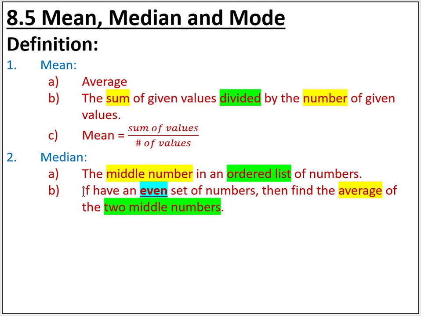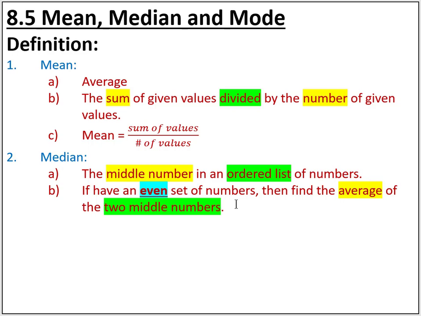So as I stated here, if you have an even set of numbers, say you have 8 numbers, 10 numbers, or 50 numbers, then put it in order first, then find the average of the 2 middle numbers. Once you find the average of the 2 middle numbers, that will be the value for your median.